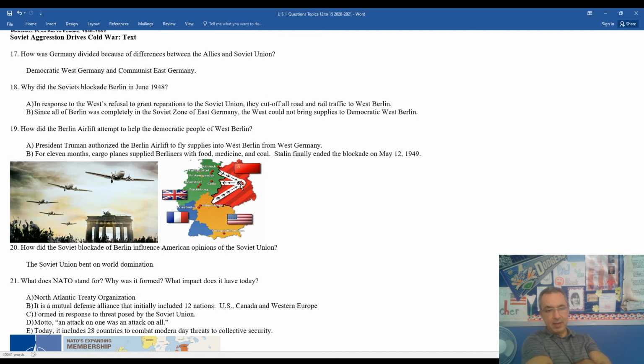So President Truman came up with the Berlin Airlift to lift supplies in by plane into West Berlin. For 11 months, cargo planes supplied Berliners with food, medicine, and coal during the winter. Stalin finally ended the blockade in May of 1949. The Berlin blockade by the Soviet Union convinced the American public, which was uncertain as to whether or not Stalin was trustworthy, to fully distrust him, determining that the Soviet Union was bent on world domination. So this is a permanent change in the mindset of the average American citizen in their view towards the Cold War.